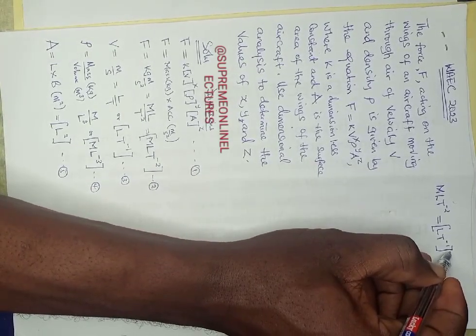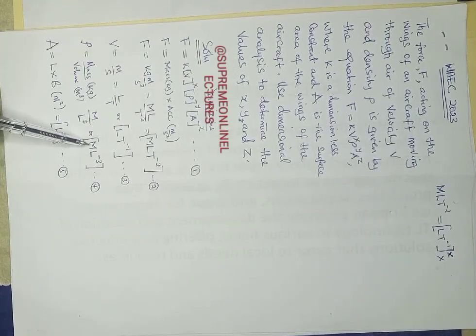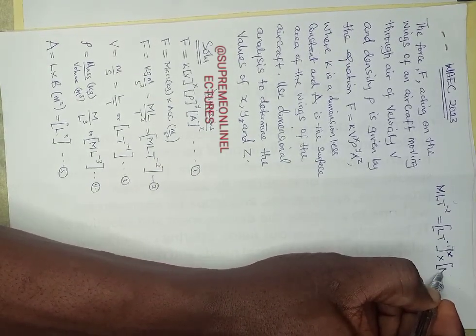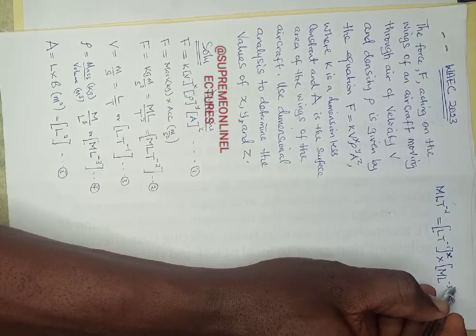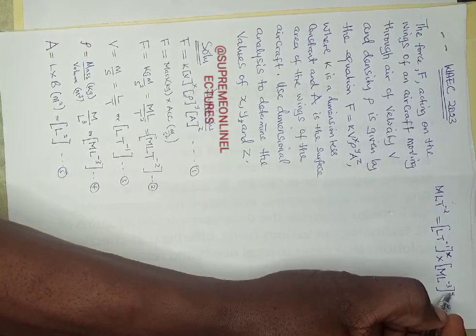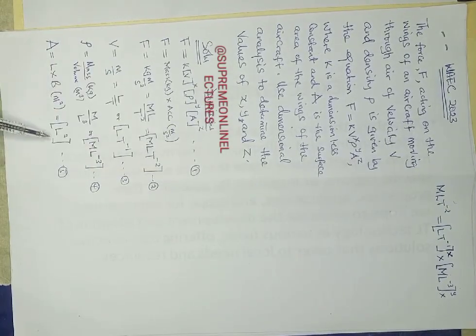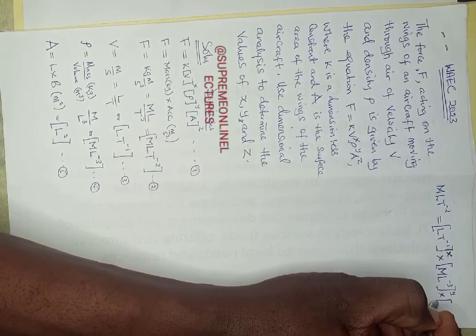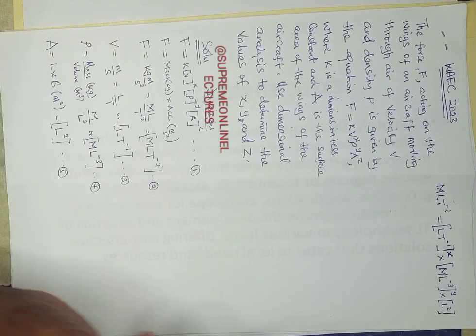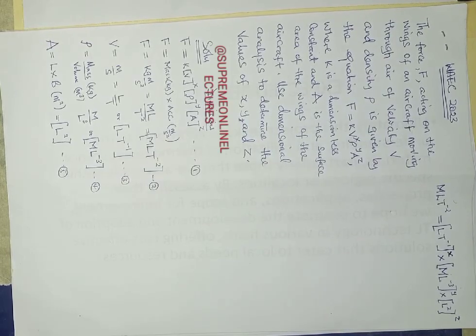times the density, M L to the power minus 3, raised to y, times the area, L squared, raised to z.